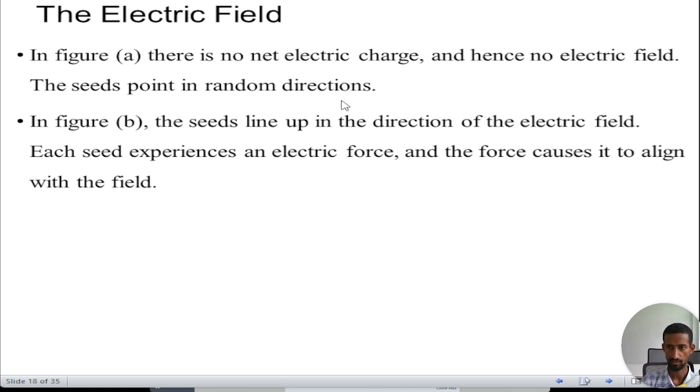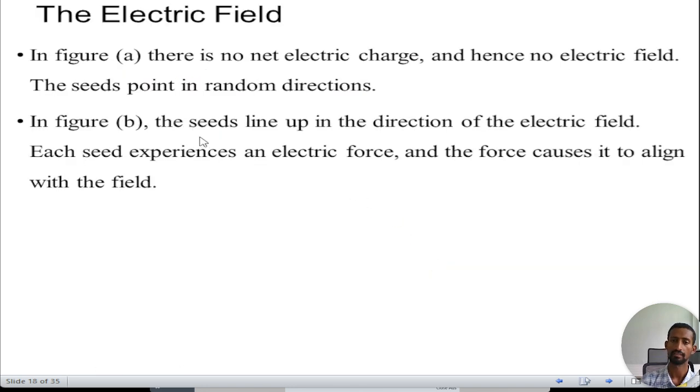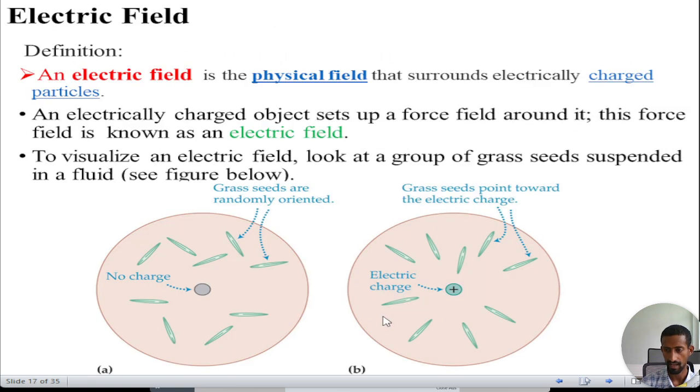In figure A, there is no net electric charge and hence no electric field. The seeds point in random directions because there is no net charge. In figure B, the seeds line up in the direction of the electric field. Each seed experiences an electric force and the force tends to align it with the field. As you can see here, they are aligned to the field since there is a net charge in this image.